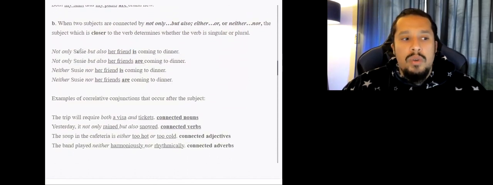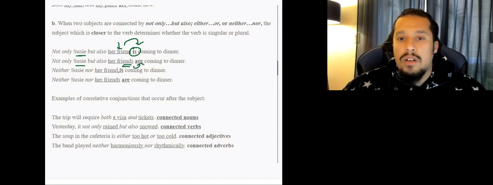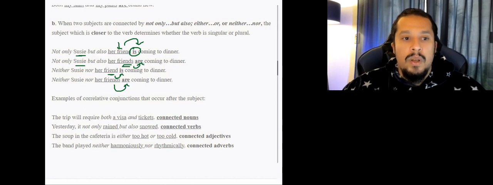So here, not only Susie but also her friend is, right? So أقرب كلمة بيحكم في الverb. Not only Susie but also her friends are. شايف ده؟ أقرب كلمة بيحكم على الverb. Neither Susie nor her friend is, neither Susie nor her friends are. So both and الوحيد اللي بياخد plural verb. بعد كده لو بنتعامل مع word pairs أقرب subject للverb بيحكم على الverb if it's singular or plural.